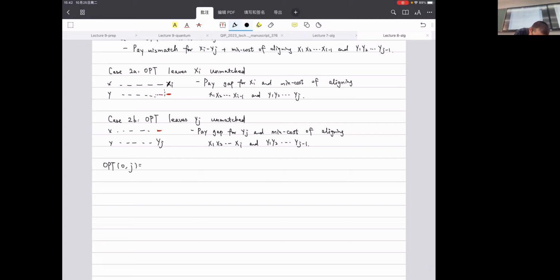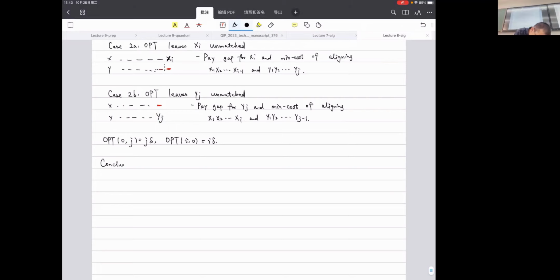And also, it is quite clear that OPT 0j equals j delta, and also OPT I0 equals I delta, because if one of the strings is empty, you just cannot do anything. It's just like everywhere is a gap. This is basically the thing here.